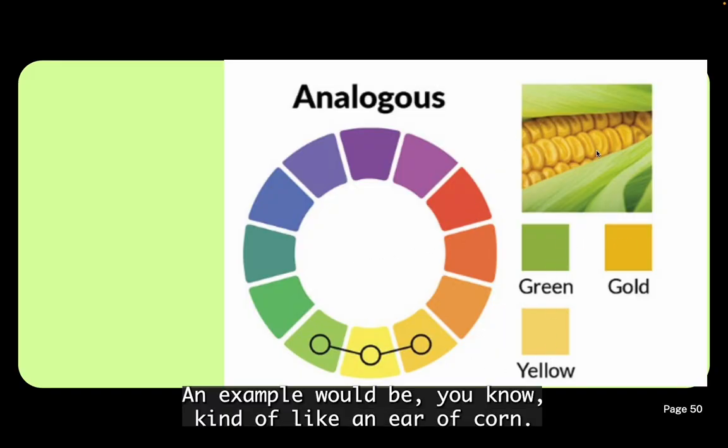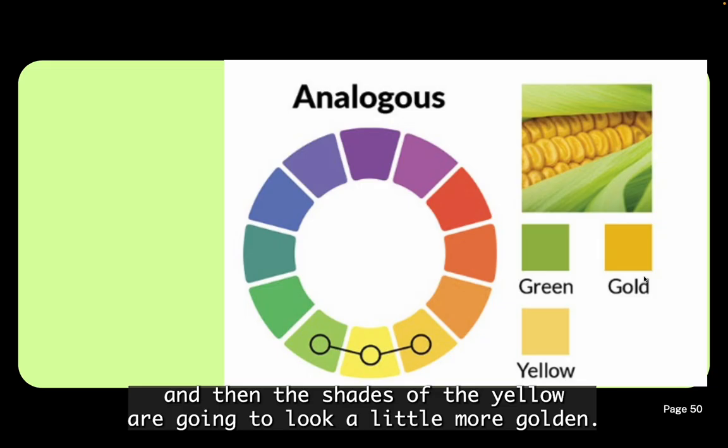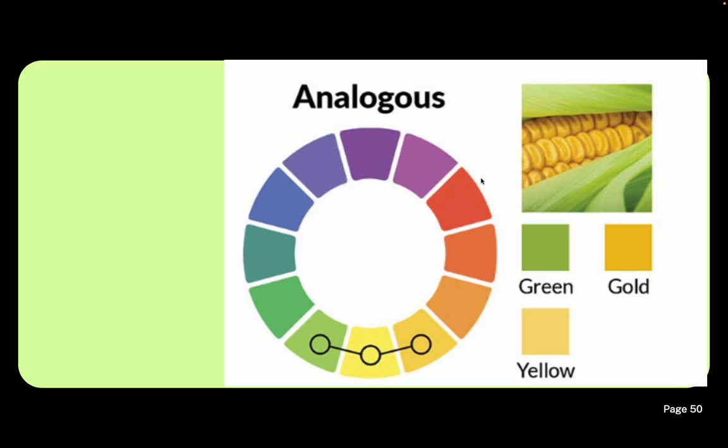An example would be an ear of corn. This macro of the ear of corn is going to have that green, that yellow, and then the shades of the yellow are going to look a little more golden.